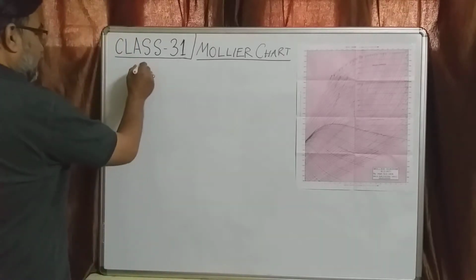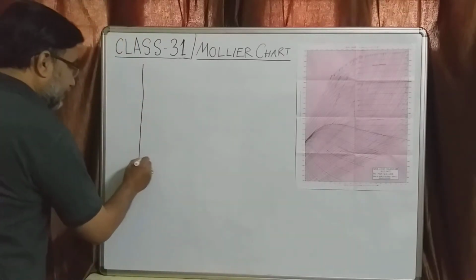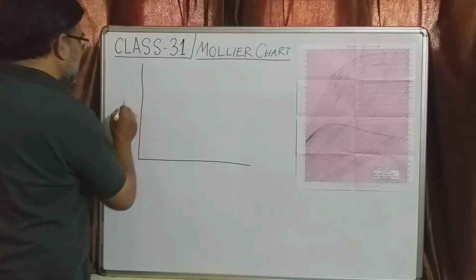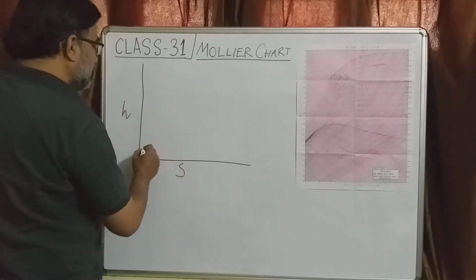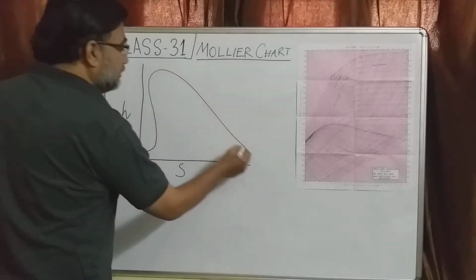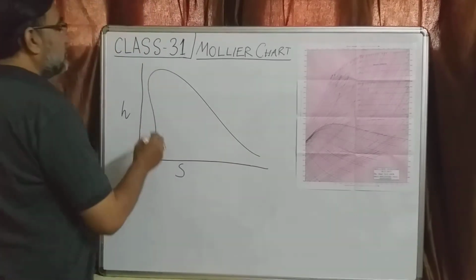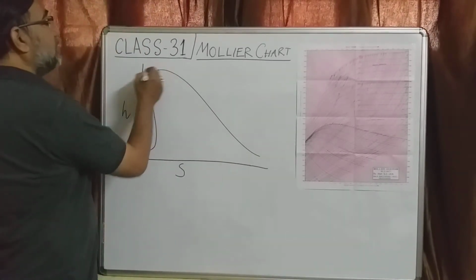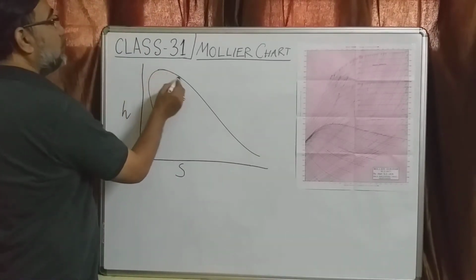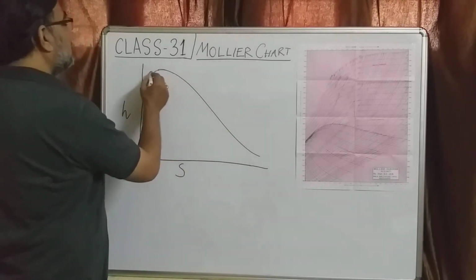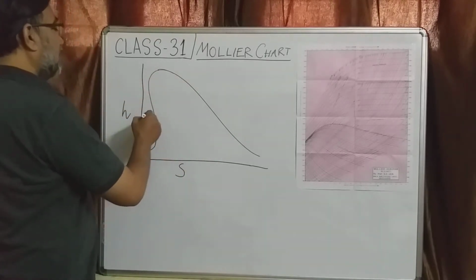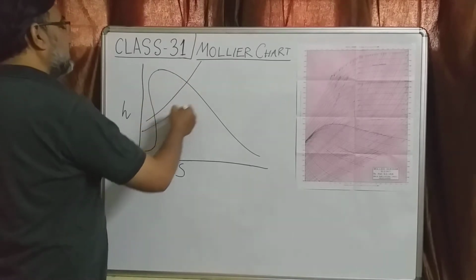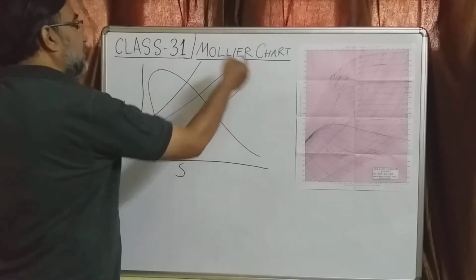So, if you draw the HS diagram for steam, we have already explained this one. So this is the dome, this is the critical point, and this is the saturated vapor line, this is the saturated liquid line. And the constant pressure lines are like this.